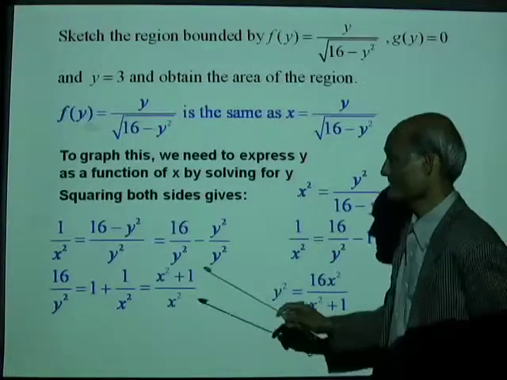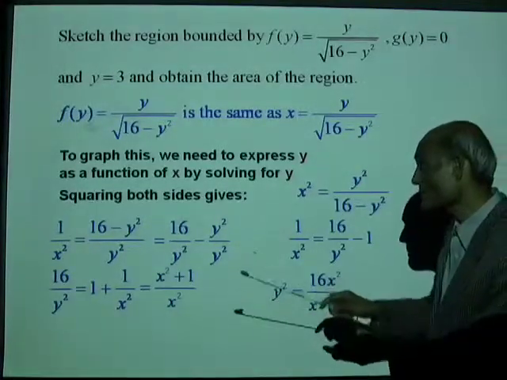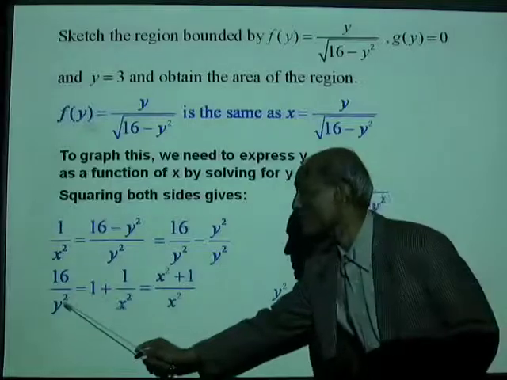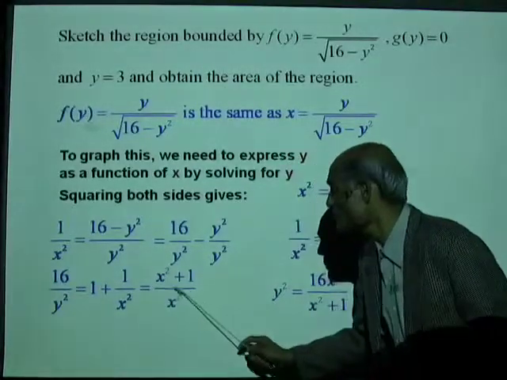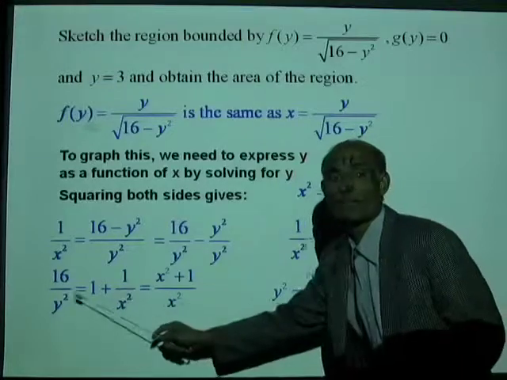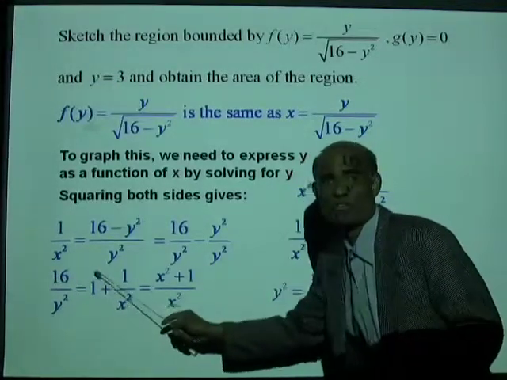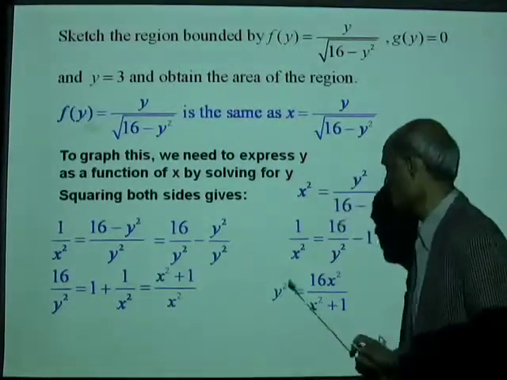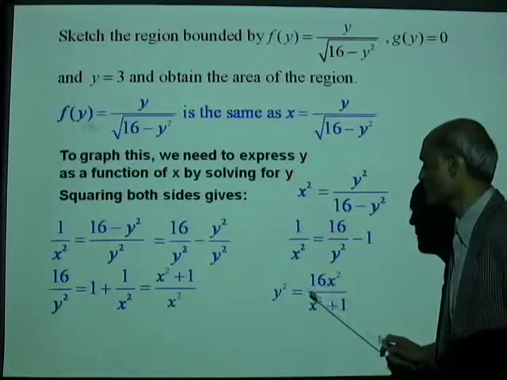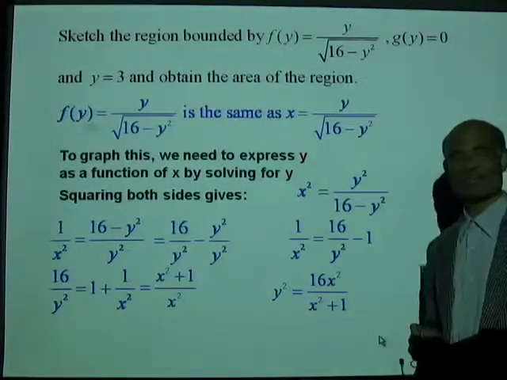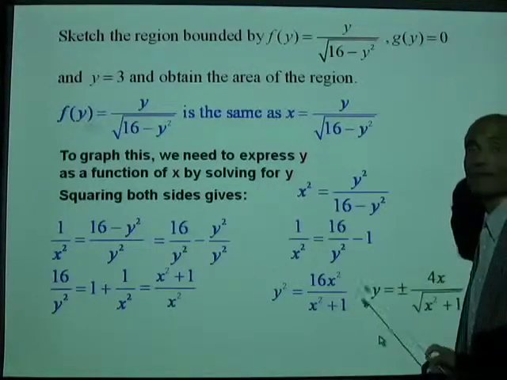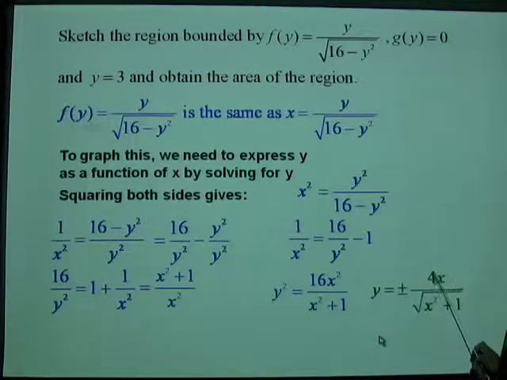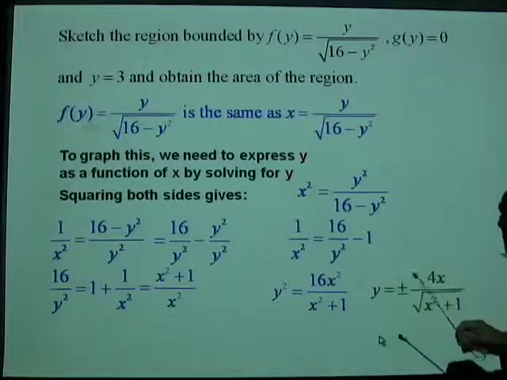And now what do we do? What we can do is we can now solve for y squared. Is that right? If 16 over y squared is this quantity divided by x squared, then y squared equal to, cross multiply, 16 times x squared divided by x squared plus 1. So y squared equal to 16x squared divided by x squared plus 1. And therefore, what is y? y equal to, there will be two values of y, plus or minus 4x over square root x squared plus 1.